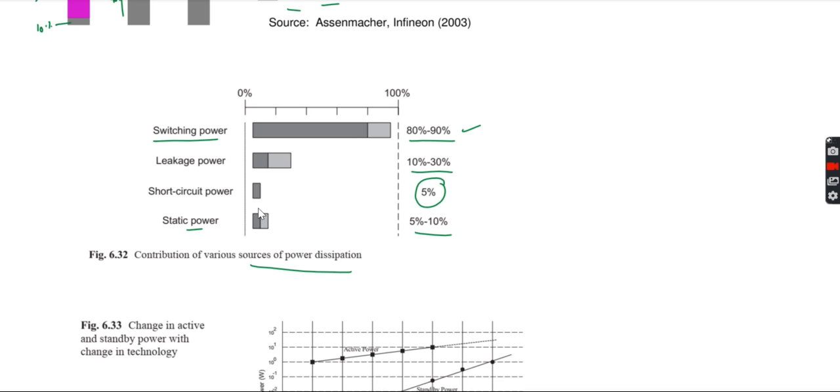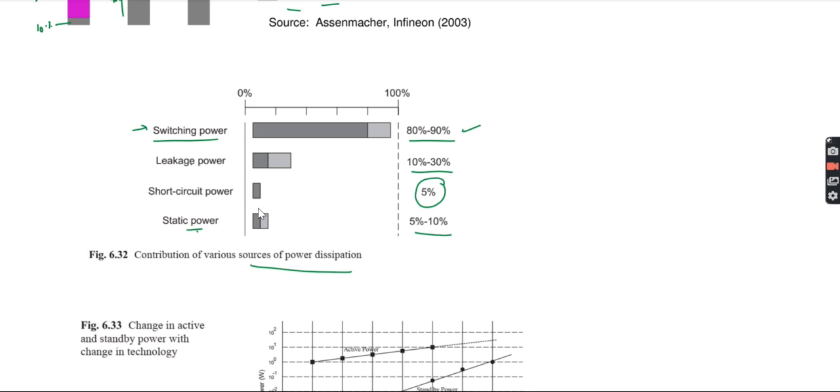So the switching power is the major one we get, because the device is in active condition, and at that time the switching power will happen. But the leakage power happens when the circuit is in inactive mode. The short circuit power happens when both the transistors are on. It's a very rare case actually.